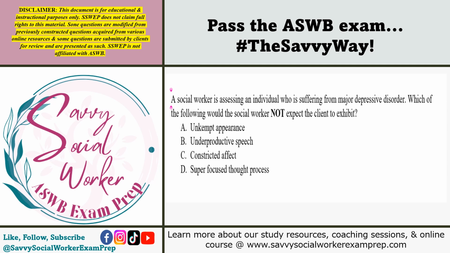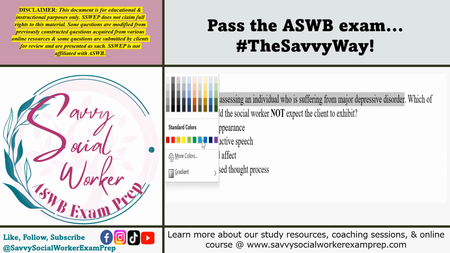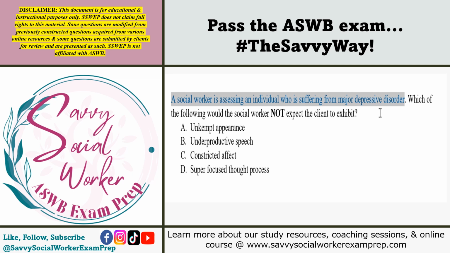So in this case, we're assessing an individual who's suffering from major depression. That's going to be our initial situation, or what I like to refer to as a presenting problem. And that's all they give us. So that's going to serve as both the presenting and the priority problem. Okay. So the question is asking, which of the following would the social worker not expect the client to exhibit? So for a client that is suffering from major depressive disorder, what would we expect him to exhibit?